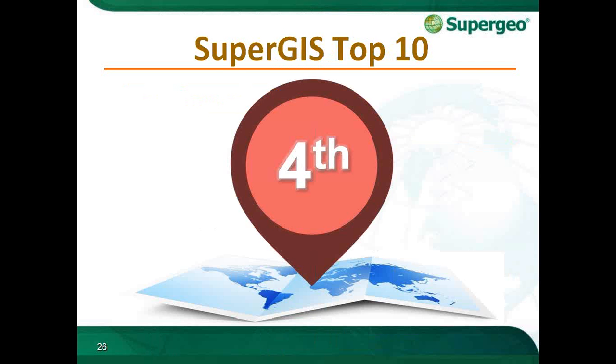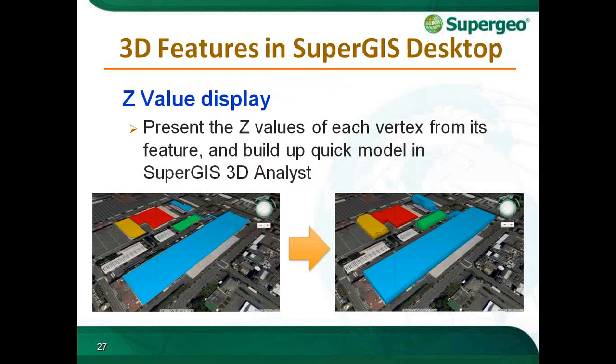Okay, so it's our number 4. And number 4 is 3D features in SuperGIS Desktop and the Z-value display. Well, I know 3D is the trend, but why is this Z-value a key function? The Z-value display is actually the very latest function of the SuperGIS bundle line with SuperGIS Desktop and SuperGIS Scope. Now, because our users can edit the Z-value of the different vertices, we let our users build up a quick model in the SuperGIS 3D Analyst, which is actually within SuperGIS Desktop, and you can also use it in SuperGIS Scope.